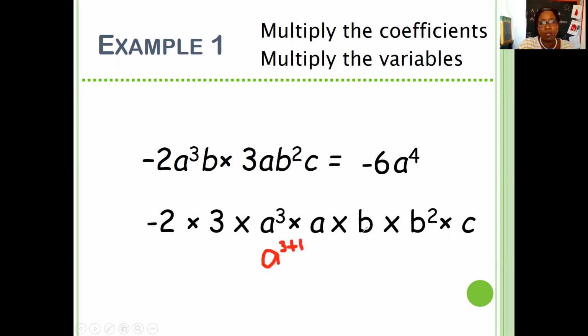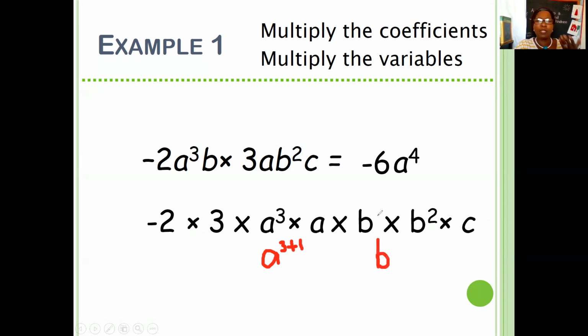I want to make sure everybody is with us. And then here we have our B. What's the exponent on this first B? I don't see anything. What could it be? Wink, wink. All right, it's going to be 1, right? And our exponent on that second B is going to be 2. So we have 1 plus 2. Good?